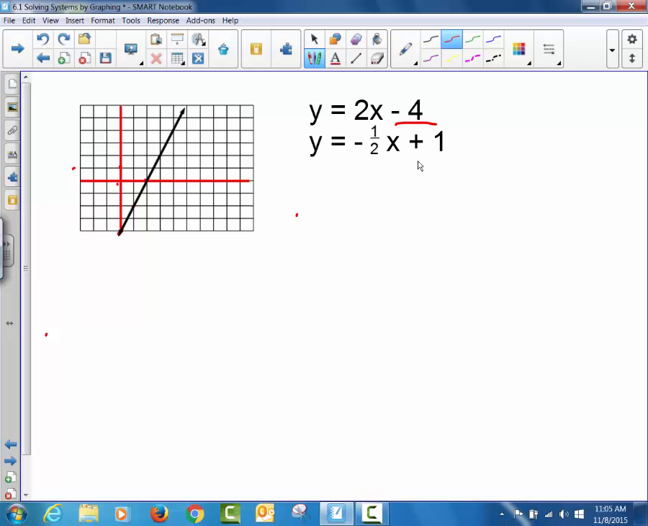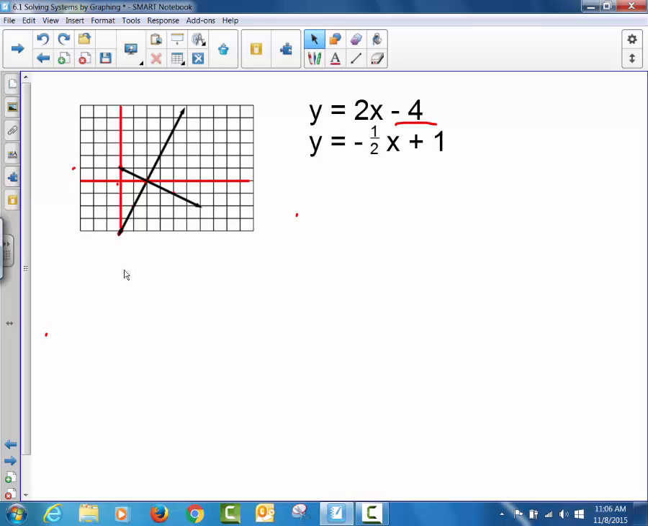Okay, then we draw our other line. We come over here and we see our y-intercept is positive 1, so we put a dot here at positive 1. And we come over here to the slope, and it's negative 1/2. That means we're going to go down 1 and right 2. So we go down 1 and right 2, and we put a dot. And then we go down 1 and right 2, and we put a dot. And we can come up here and get our line drawer and draw our line. And we need to put arrows on the line.